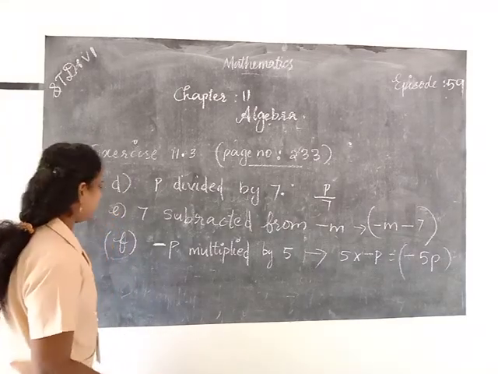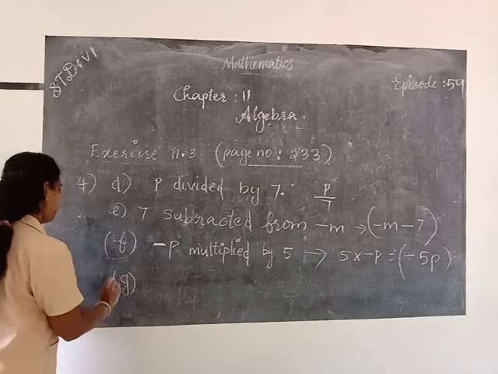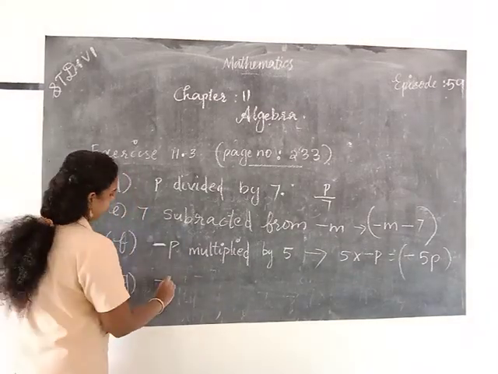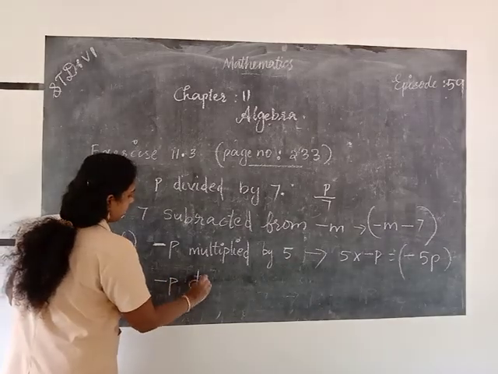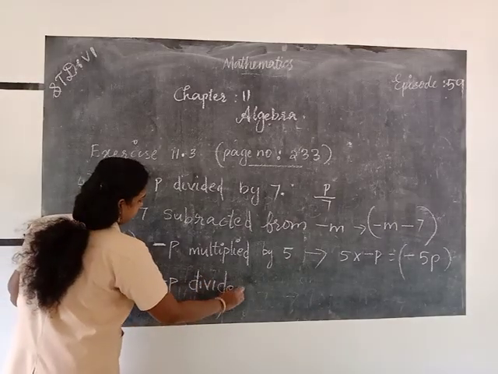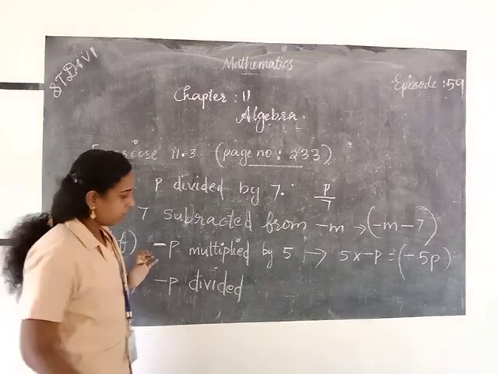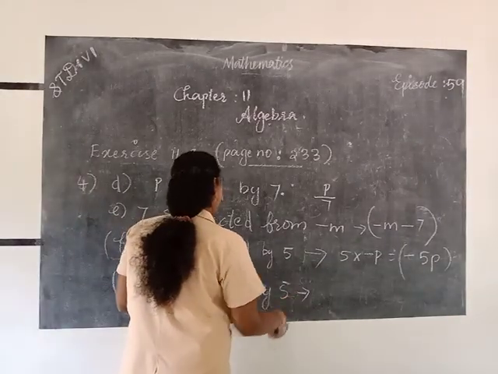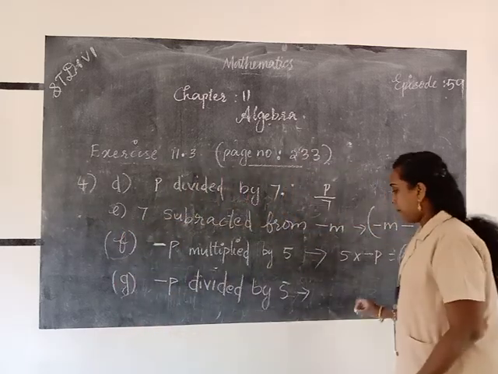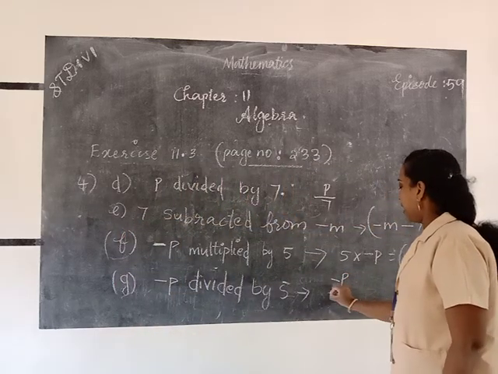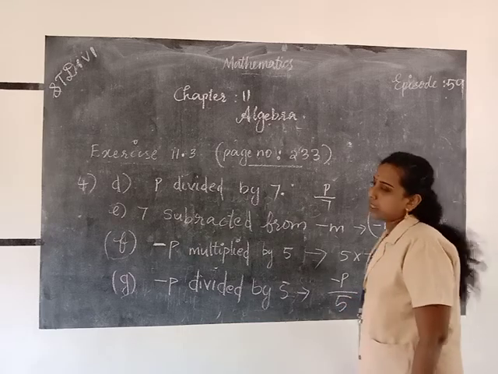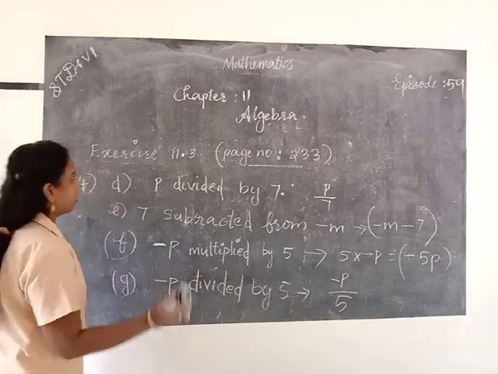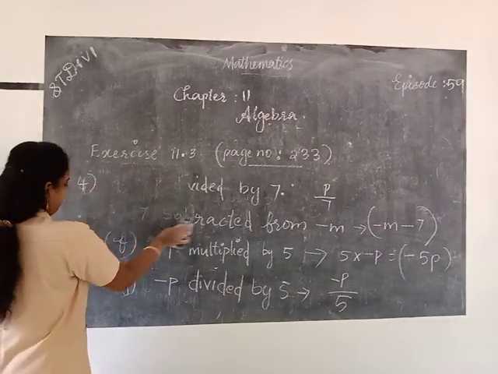Then the next one is G. Minus P divided by 5. That is minus P divided by 5. Minus P by 5.